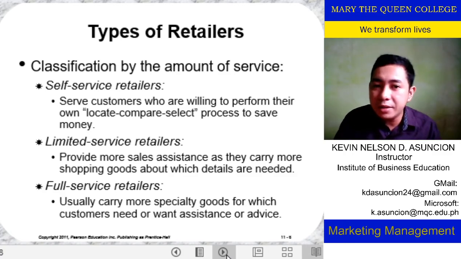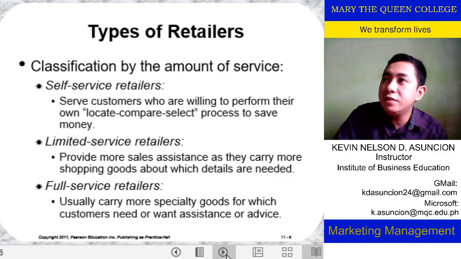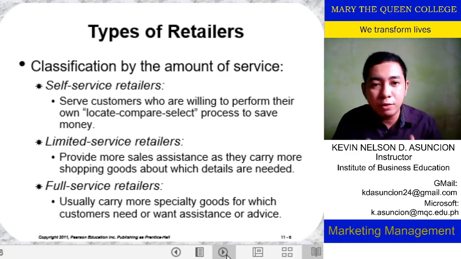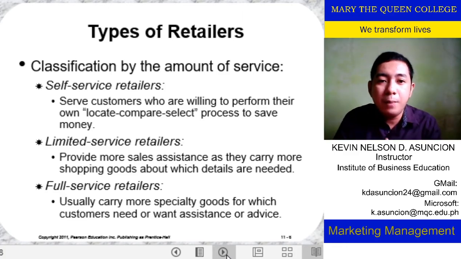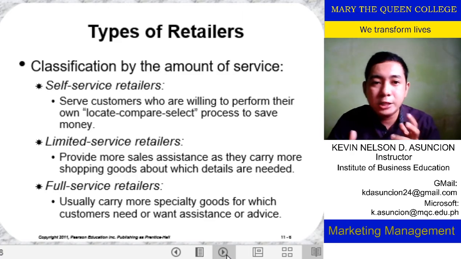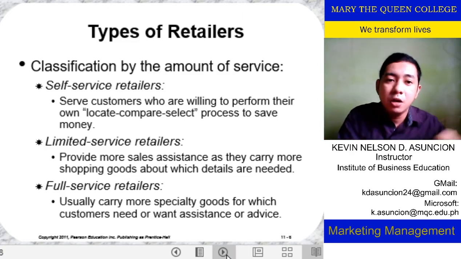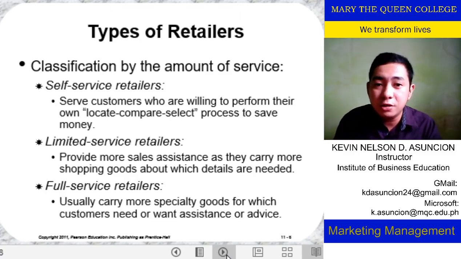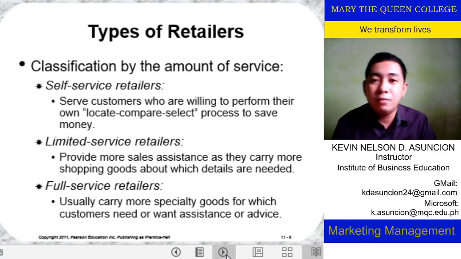Then we have what we call limited service retailers. Kung kanina, the self-service retailers focus on the price and the specs to locate, compare, and select products. In limited service retailers, mas mataas na level ng shopping goods ang binibenta dito, wherein you're providing more sales assistance as they carry more shopping goods about which details are needed. So, mas focus sa specifications more than the price. And then lastly, we have the full service retailers, wherein they usually carry more specialty goods for which customers need or want assistance or advice. Kasi nga, mas matataas na level ng mga product in terms of product classification as mentioned in our past chapters.